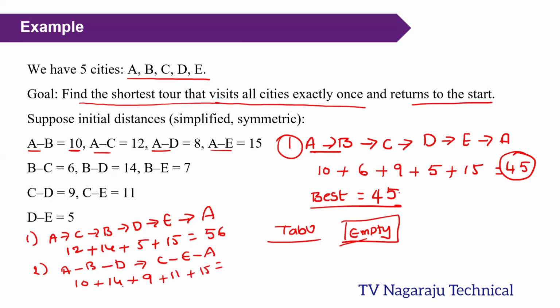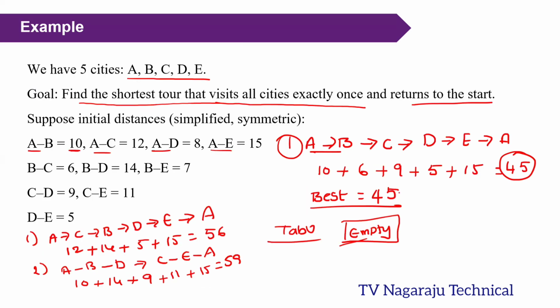So here the total cost is 10 plus 14, 24, 24 plus 9, 33, 33 plus 11, 44, 44 plus 15, 59. So this is the cost. Now, if you are swapping the third one, what is the third case?